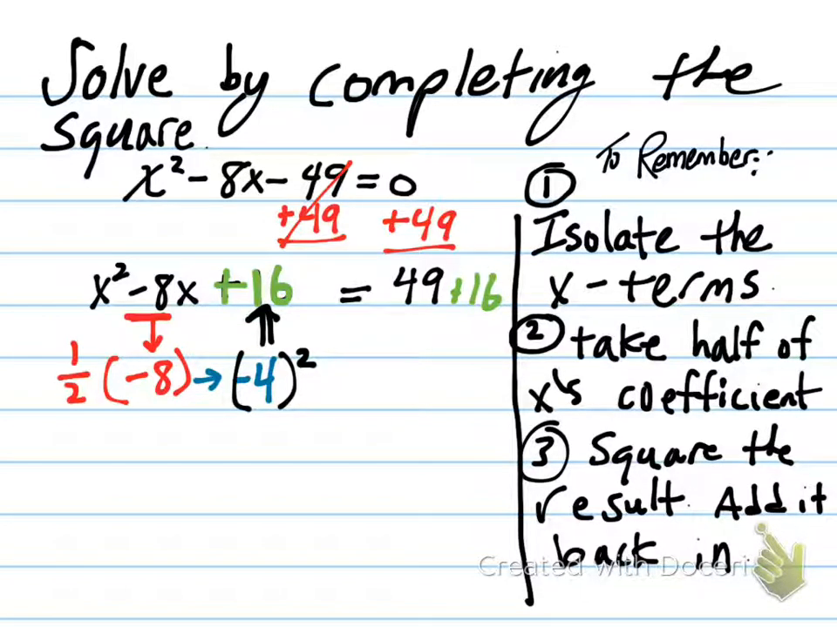So the right-hand side of this equation just simplifies, and it's fairly simple. 49 plus 16, well, that's just 65. And it's the left-hand side of the equation that's a little more interesting now. So I'm gonna make this all in one color here, just so it looks sort of uniform. X squared minus 8x plus 16.